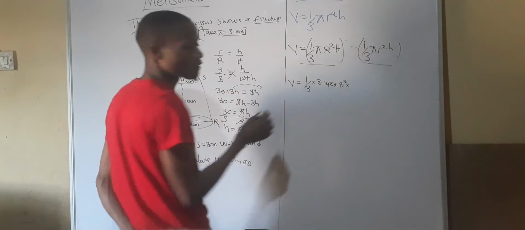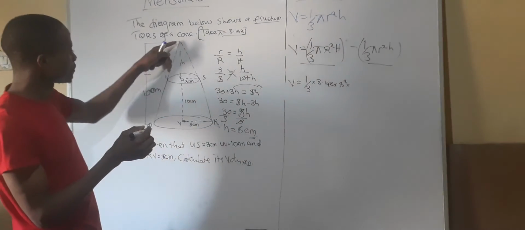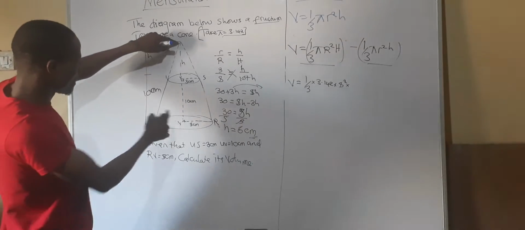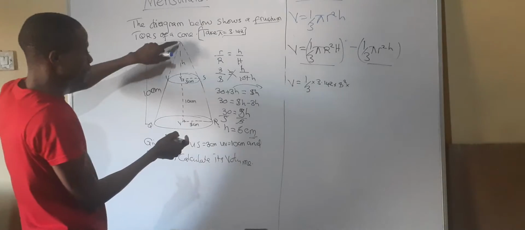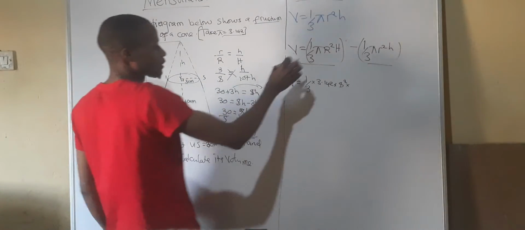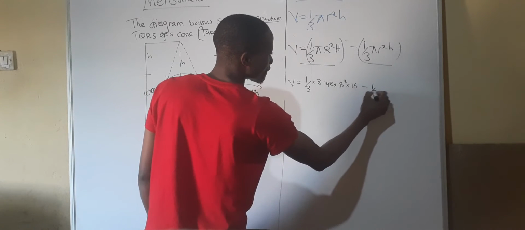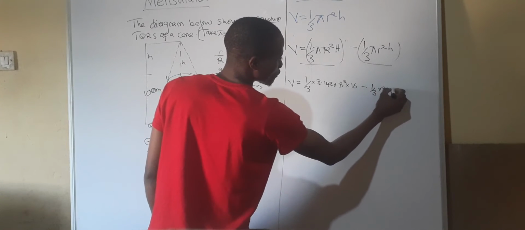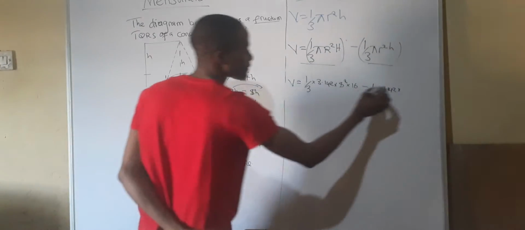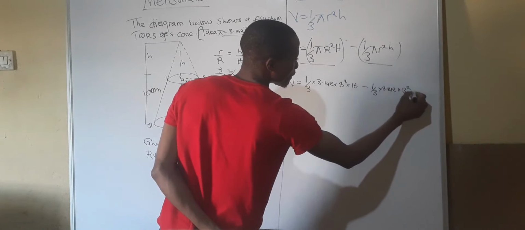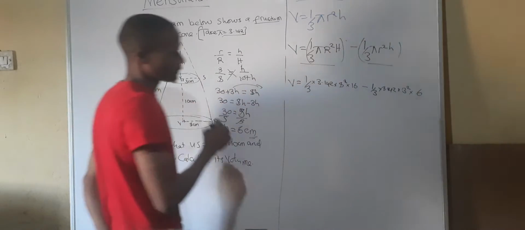Then times the h. The capital letter H is representing the height of the bigger cone, which is from here to here. So here is 10, then here it is 6. So 10 plus 6, we have 16. So the height of the bigger cone is 16, minus 1 over 3 times 3.142 times the radius of the smaller cone, 3 centimeters, to the power 2, then times the height of the smaller cone from here to here, which is 6.